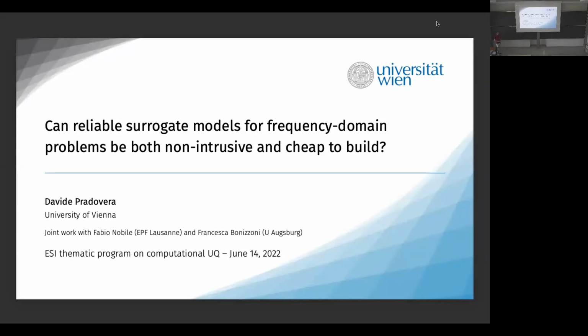What I would like to present today are some results that I've obtained in recent years in the field of surrogate modeling for frequency domain applications. Many of the things I will discuss are joint work with Fabio Nobile from Lausanne and Francesca, who just presented this morning some related topics.